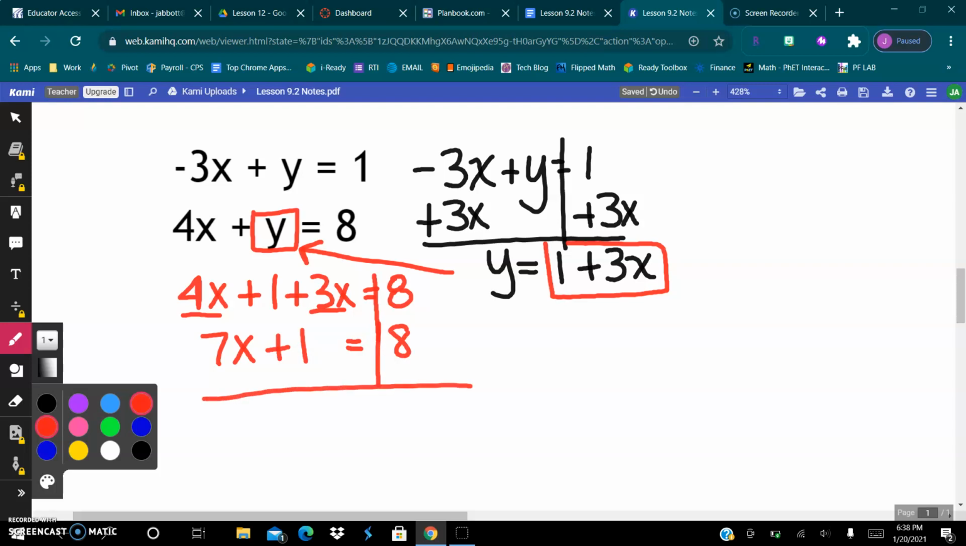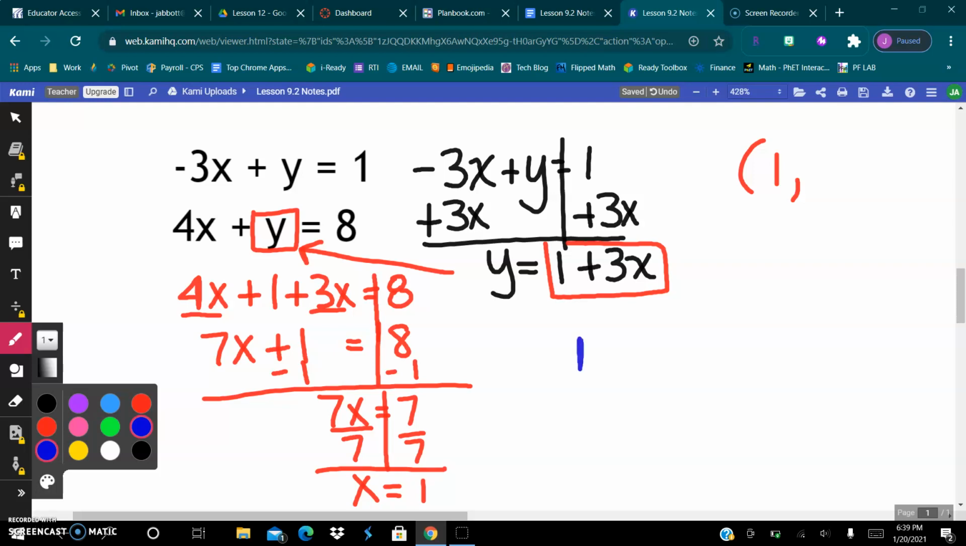Now we have to solve for x. So we're going to subtract 1 first. And then we're going to divide by 7. So x is 1. So I can go ahead and start my ordered pair over here. x is 1. Now we're going to do step 3. We're going to substitute that into one of our original equations. And it does not matter which equation we pick. I'm going to pick the bottom one because I see that 3 is negative and I don't want to work with negatives if I don't have to.